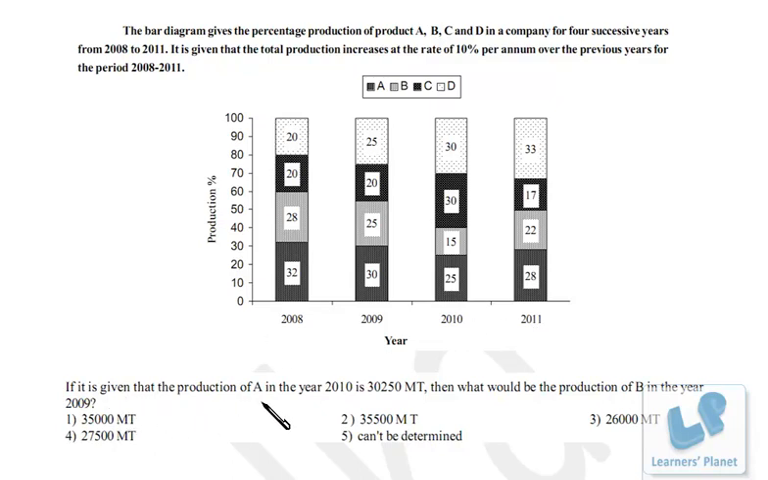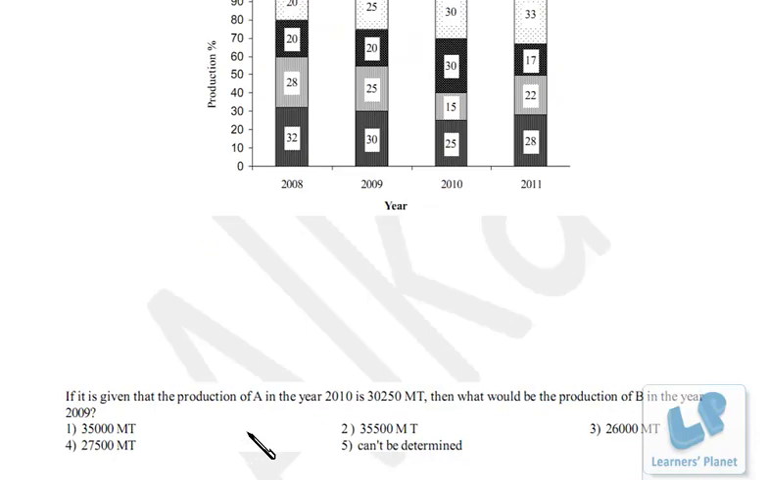If it is given that the production of A in the year 2010 is 30250 metric ton, then what would be the production of B in year 2009? Now the production of A in the year 2010 is 30250, and the production of A over here is 25%. That means the total production in 2010 will be 4 times this. So 30250 into 4, that is the total production, right?